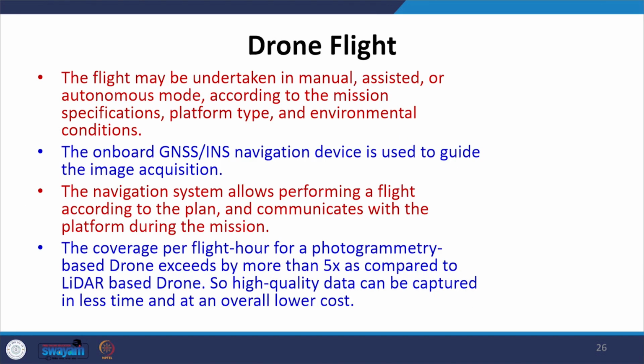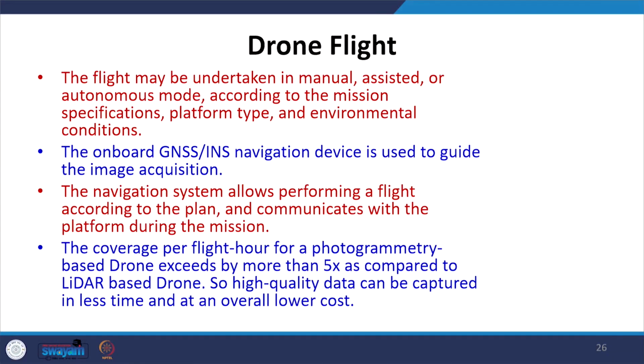Then the drone flight. The flight may be undertaken in manual mode, assisted mode, or completely in autonomous mode. It will depend upon the mission specification, the platform type which we are using, and the environmental condition at that time. We have onboard GNSS and INS, which are the navigational devices. They will guide the image acquisition part. The navigation system will allow performing a flight according to the plan which we have made prior to the actual flight, and communicates with the platform during the mission.